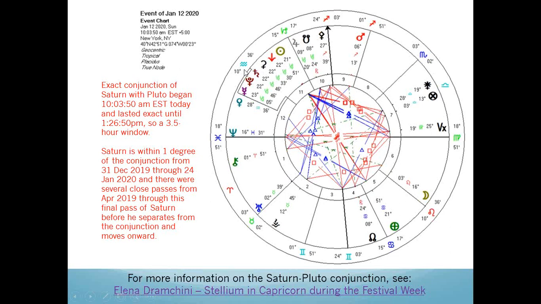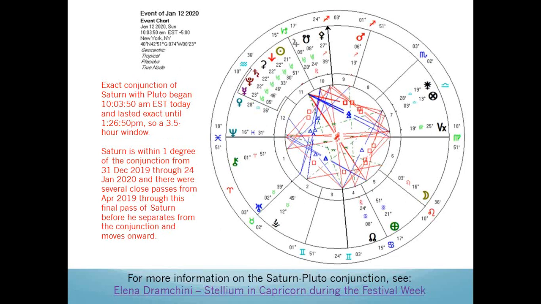So it's been tap dancing around this conjunction for a while, since April of 2019, and it will continue for a while. Anyway, the exact conjunction was today. It started at 10 a.m. Eastern Time. Don't make me do the math. What was that? 2 a.m. GMT. And it lasted exact until almost 1:30. So there was a 3.5 hour window that it was exact.